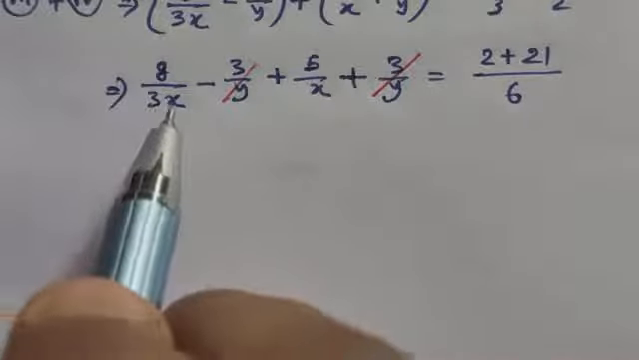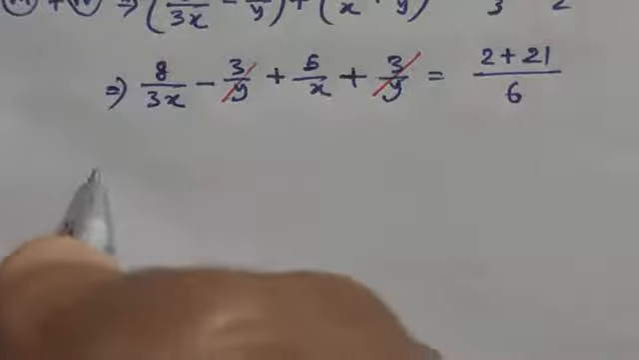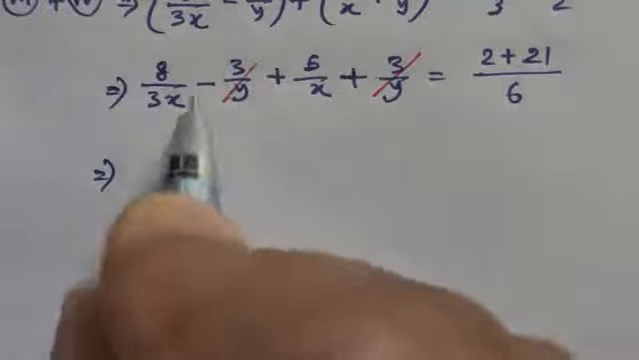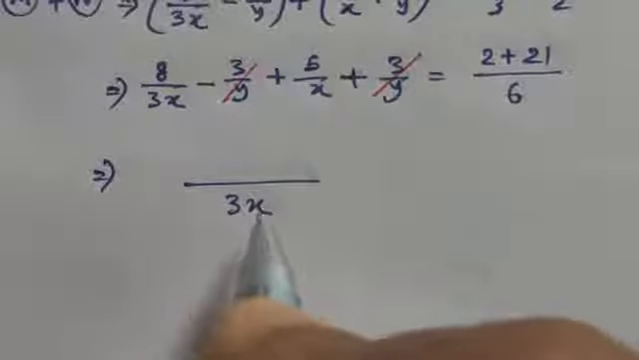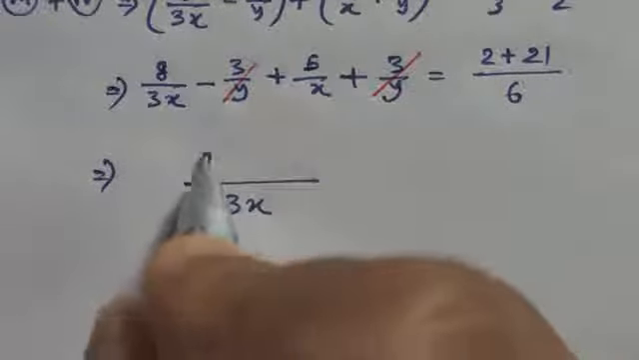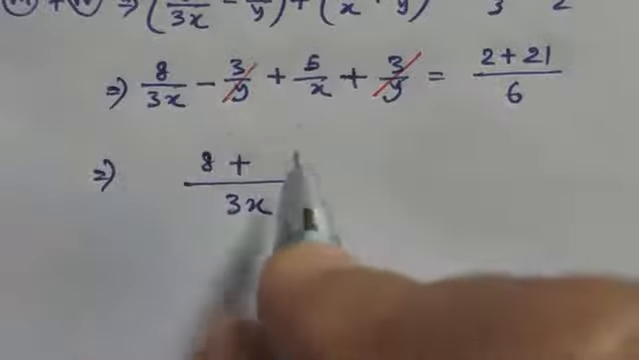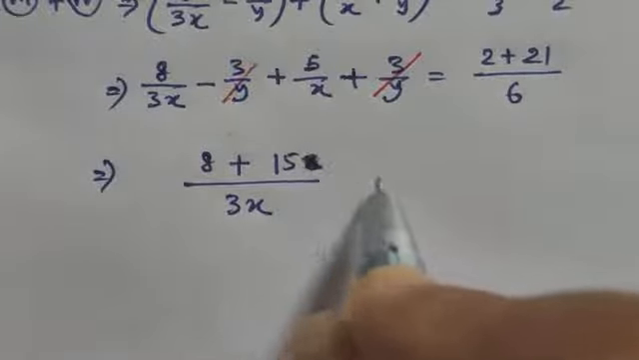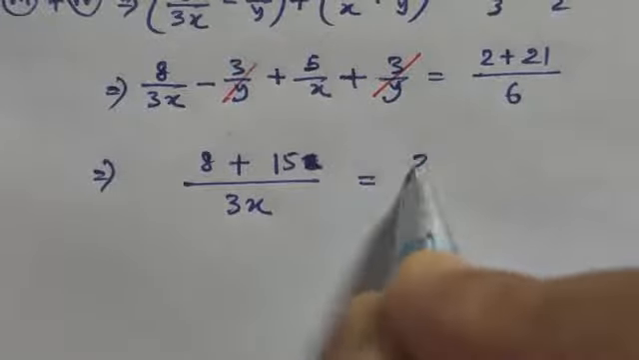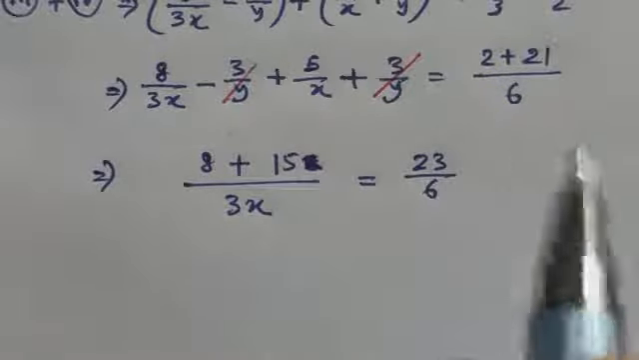Then 8 by 3x and 5 by x, if you add them, what is the LCM in this case? 3x is the LCM. This is 8 plus 3, 5 times is 15. 15x, sorry, x will not go there. It will be 23 by 6.